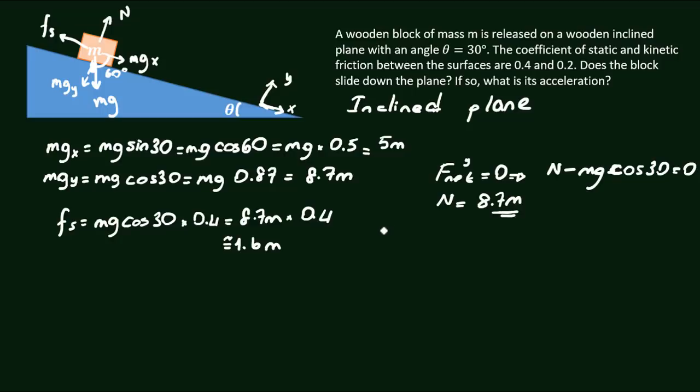So now we have to make a comparison. Here I have a force of 5m pulling the object towards the plus x direction, and there is the static friction force of 1.6m almost, towards the negative x direction. Since I have a force trying to move the object bigger than the static force, the block moves.